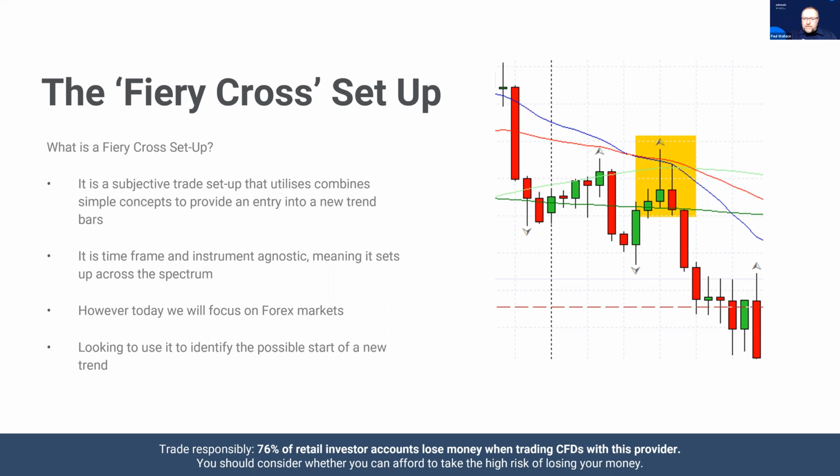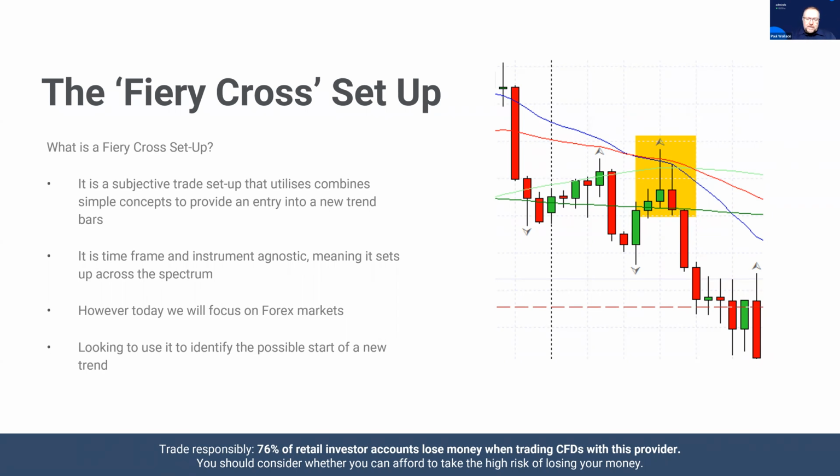So what is the fiery cross setup? For me, I would call it a subjective trade setup as opposed to a mechanical or a purely discretionary one. Subjective because you're utilizing a couple of simple concepts that you might already know or are about to learn that provide you an entry into a possible new trend. It's subjective just because there are 2, 3, 4 things that come together, and when they do, that is when your trade is on. It's not a purely mechanical setup, and it's not a purely discretionary one either. There are 2 or 3 things to happen, and you need to make a little bit of a decision, but it's quite a simple decision to make.